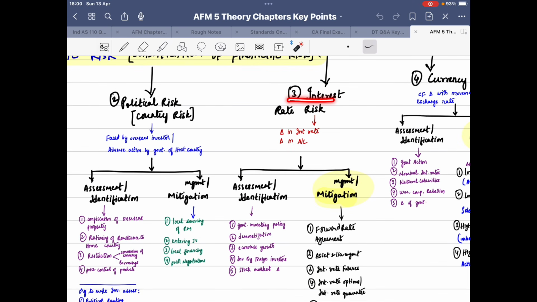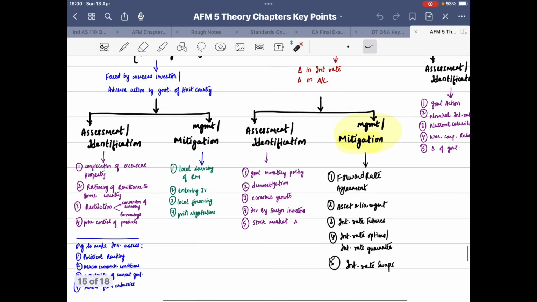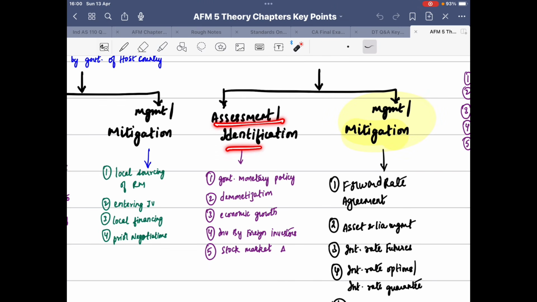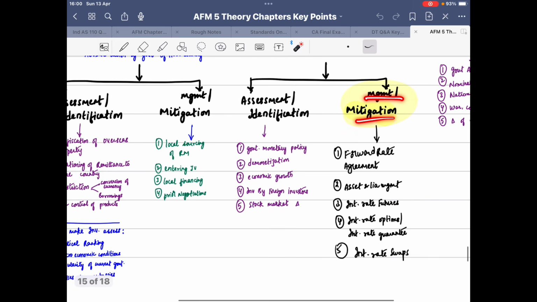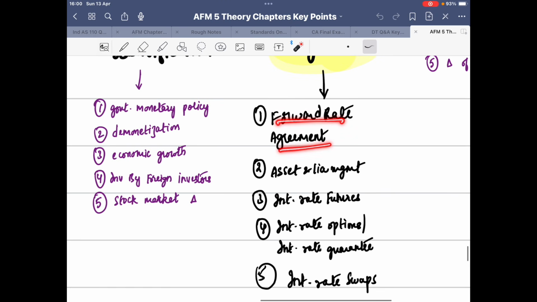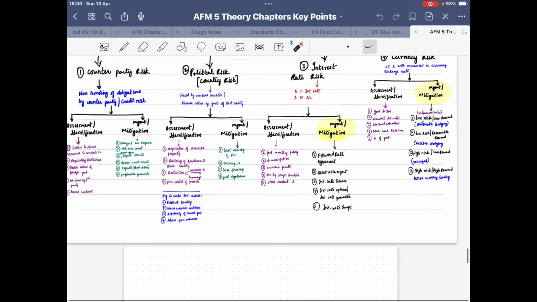Next one is interest rate risk. Change in interest rate results in change in assets or liabilities. Assessment or identification: government monetary policy, demonetization, economic growth, investment by foreign investors, stock market changes. Management or mitigation: forward rate agreement, asset and liability management, interest rate futures, interest rate options, interest rate guarantees and interest rate swaps.